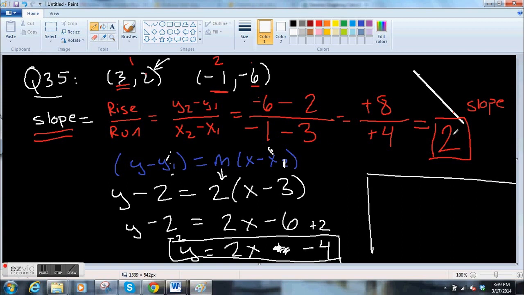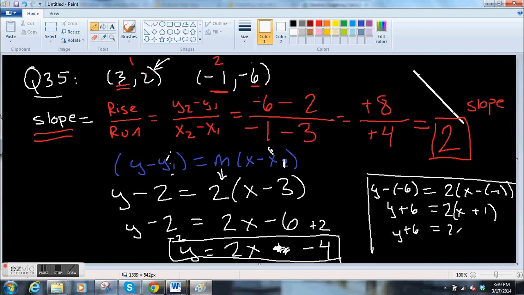Suppose you decided, I want to use the point-slope form, but I'm going to use this point. You would have said y minus y1 equals m times x minus x1, which is negative 1. That would have been y plus 6 equals 2x plus 2. Subtract 6 from both sides, and you would have had y equals 2x minus 4. So it doesn't matter which point you use.